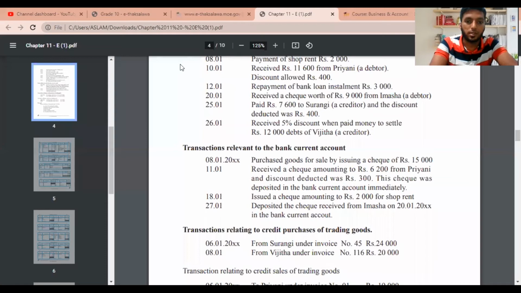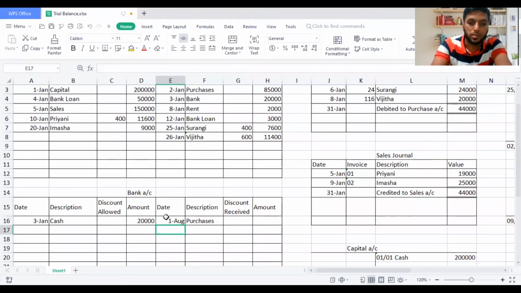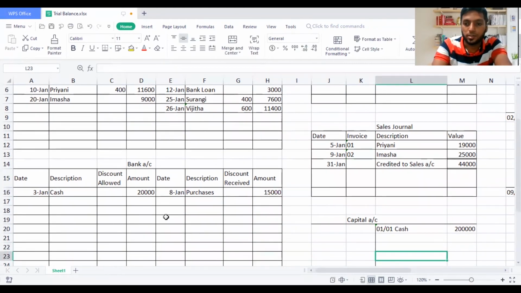I just want to say the date. What is the date? 8th first. So we'll record the date as per that. 8th January purchases. How much is the amount they have made a purchase in bank account? 15,000. So then you need to record this on the purchase account as well.